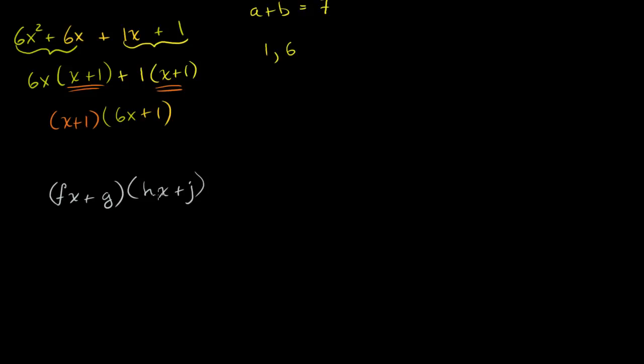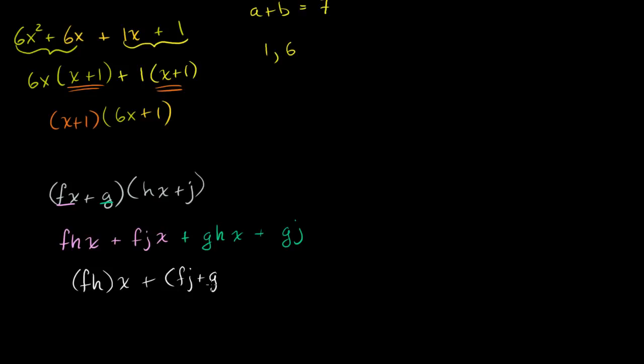Well, it's going to be f(x) times h(x), which is fh x squared, and then f(x) times j, so plus fjx. And then we're going to have g times h(x), so plus ghx, and then g times j, plus gj. If you add the two middle terms, you have fh times x squared plus, adding these two terms, (fj plus gh) x plus gj.